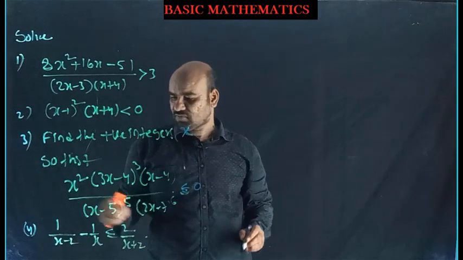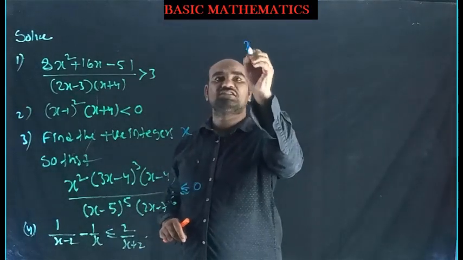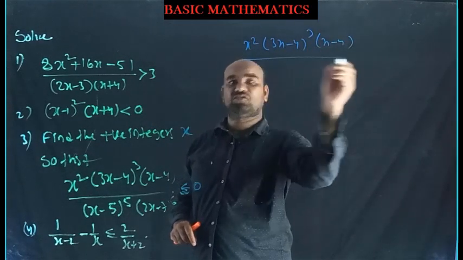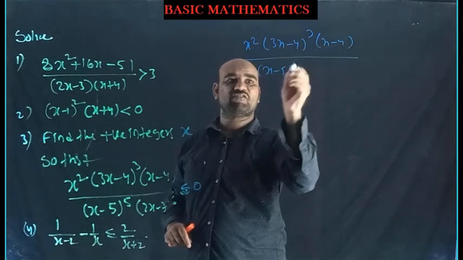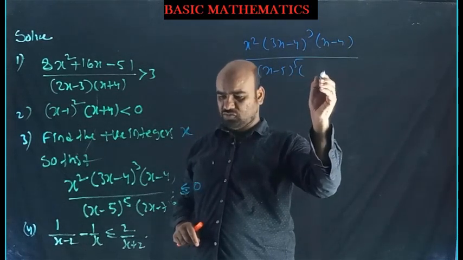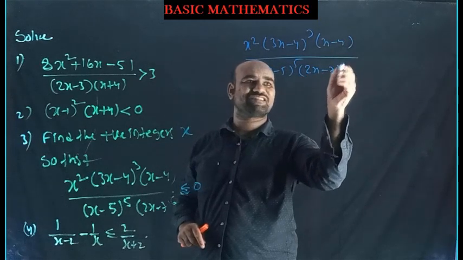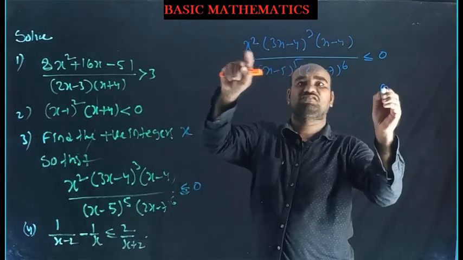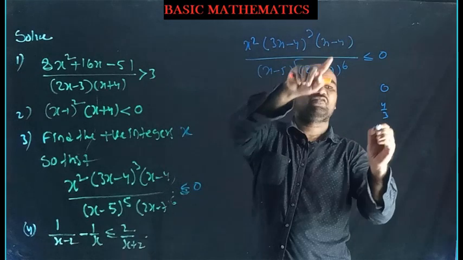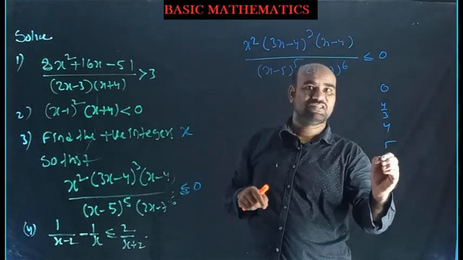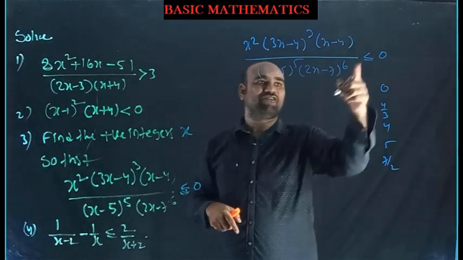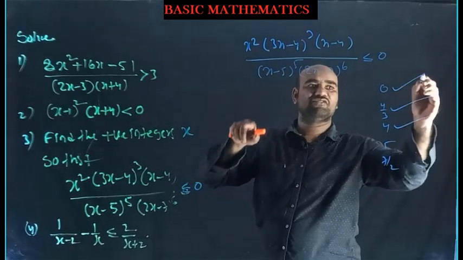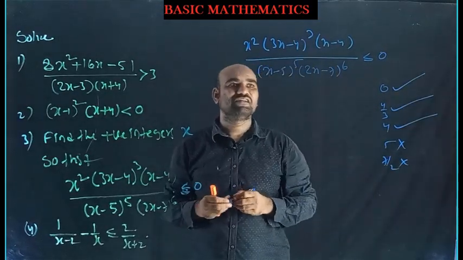Okay students, next problem. Find the positive integer x so that this expression is lesser than or equal to 0. We just need to solve it first of all: x²(3x − 4)³(x − 4) by (x − 5)⁵(2x − 7)⁶ lesser than or equal to 0. First the critical points: 0, 4 by 3, 4, 5, 7 by 2. Equal to is there, so 4 by 3 is a solution, 4 is a solution, 0 is a solution, but these two are not solutions of the given inequation.